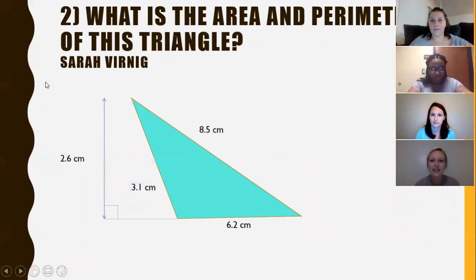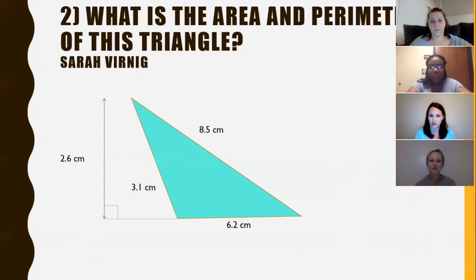Sarah, what is the area and perimeter of this triangle? All right, before we figure out what the area and perimeter will be, we need to know that the perimeter is the measurement of all the sides added together, and the area is going to be the base times height times 1/2. Let me see if I can get it to show up here.